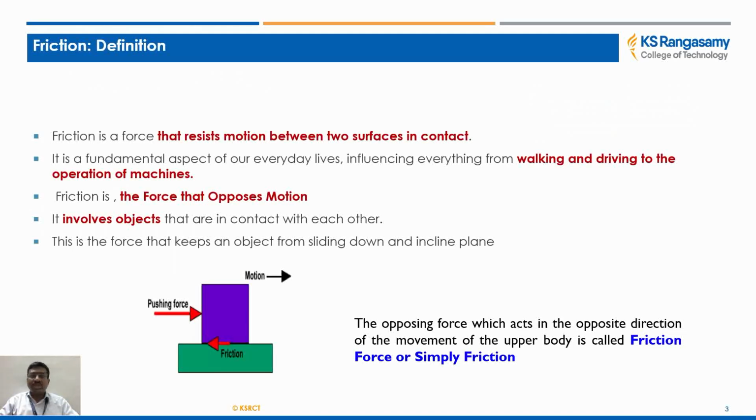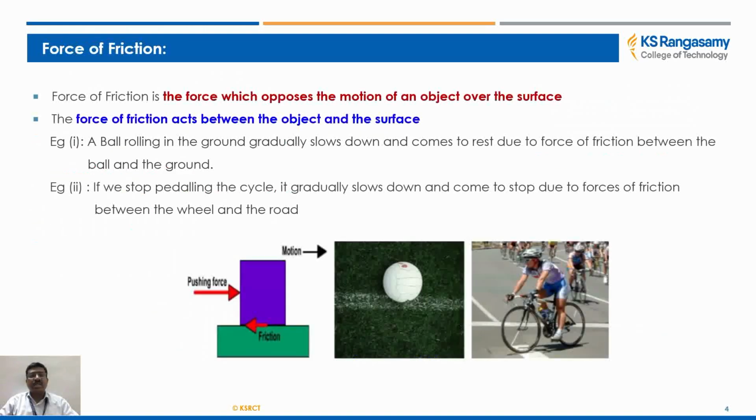Friction is nothing but a force that resists the motion between two surfaces in contact. Actually, we come across friction in everyday life, like walking, driving, or the operation of machines. Friction is simply the force that opposes motion, and it involves objects that are in contact with each other. It is a force that keeps an object from sliding down an inclined plane. The opposing force, which acts in the opposite direction of the movement of the upper body, is called frictional force, or simply friction.